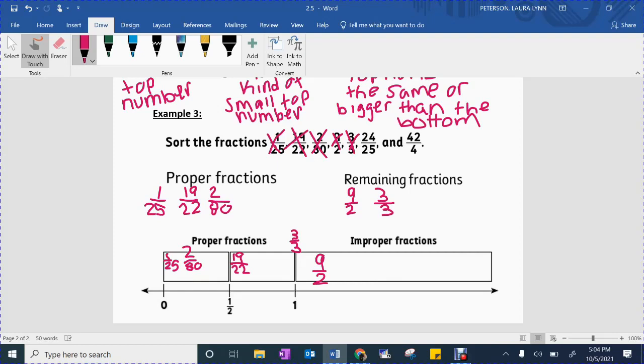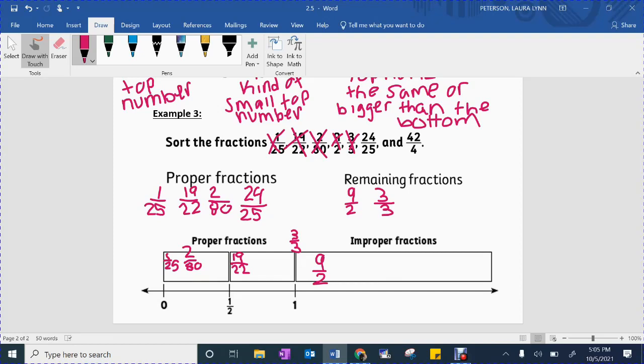Now let's go to 24 over 25. Proper or not? Pause the video and decide. Okay, let's see. You should have decided that 24 over 25 is proper because that top number is smaller than the bottom. If you made a mistake, let's fix it now. Let's erase it and write it in the right spot.